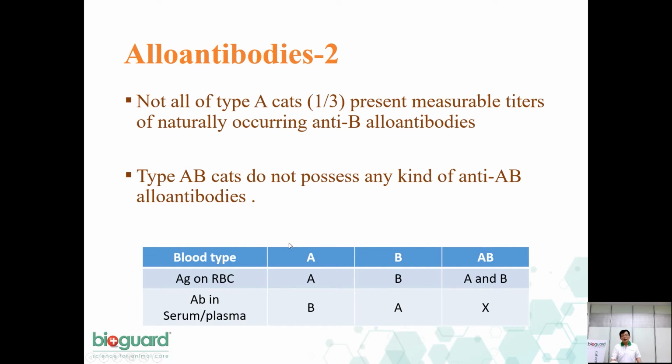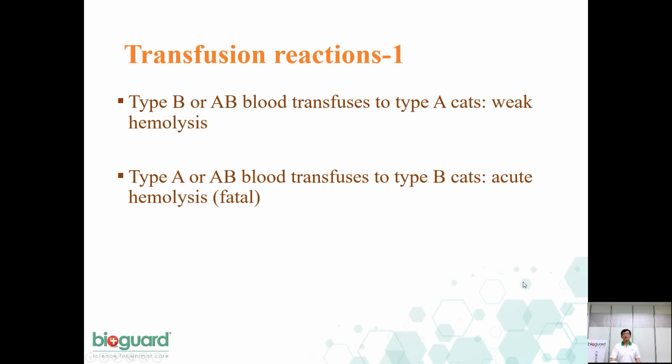For blood type A cats, they have type A antigen on their red blood cells. In their blood, either serum or plasma, they have anti-B antibody. For the type B cats, they have type B antigen on their red blood cells and have anti-A antibody in their serum or plasma. For type AB cats, they have A and B antigen on their red blood cells, but they don't have any antibody against A or B in their serum or plasma.